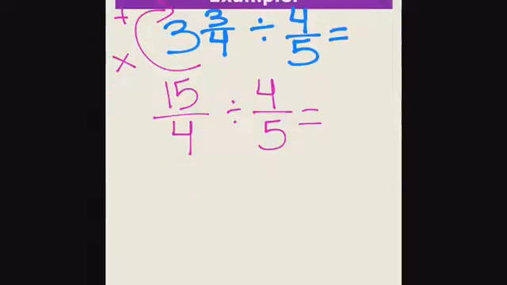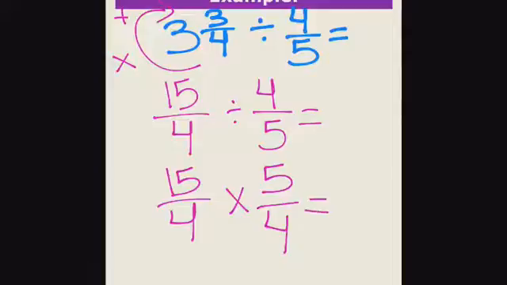Okay, now we're going to do the next step. 15 fourths stays the same, division becomes multiplication, and we find the reciprocal of 4/5, which is 5/4. And now we've got our multiplication problem. Once again, look for any common factors on the top and bottom that you can cancel. Once again, unfortunately, in this case, we don't have anything that we can cancel, so we just multiply straight across. 15 times 5 is 75, and 4 times 4 is 16. So we get a final quotient of 75/16.